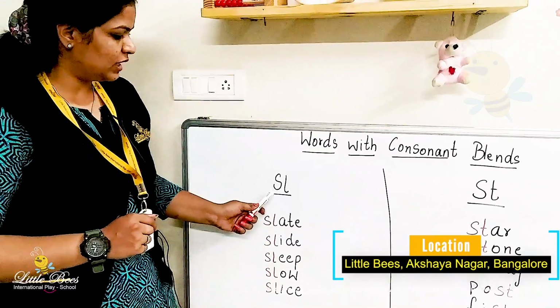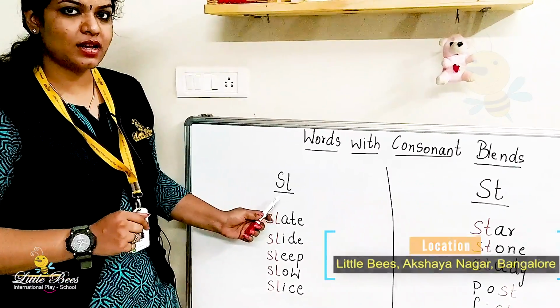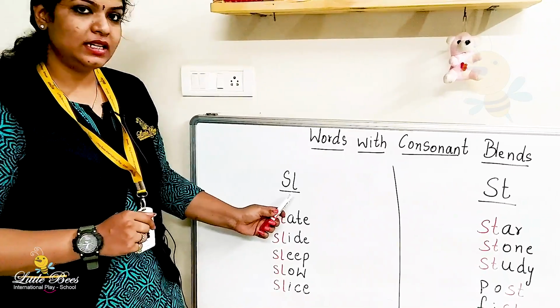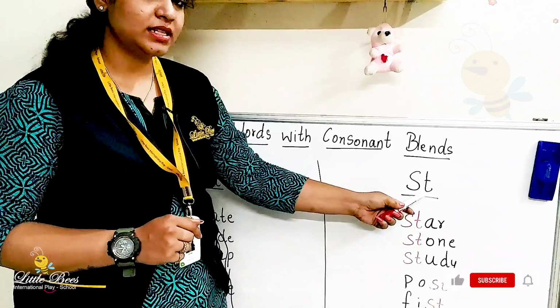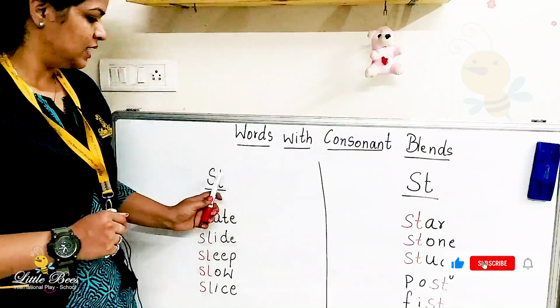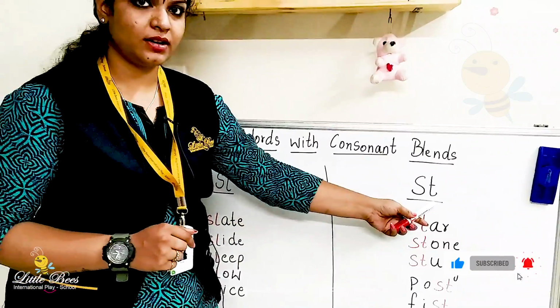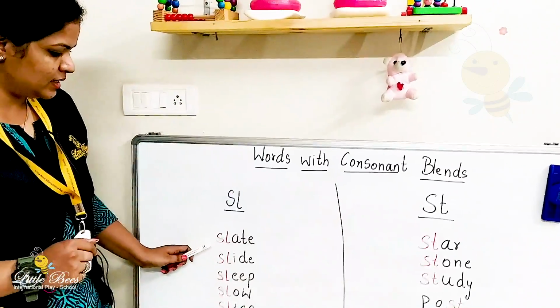Okay. So what is SL? SL makes a sound slur. Slur. ST makes the sound st. Okay. Slur, st. Shall we see the words?